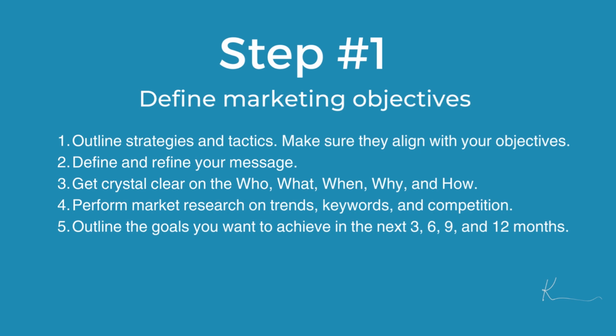The 7 steps here. Step 1 is to define your marketing objectives. So outline your tactics and strategies, make sure they align with your objectives. What are your strategies and how do they align with your goals? What are you trying to achieve? Define and refine your message. So your message is super important because that is going to be kind of your North Star of where you're going to go with your content.